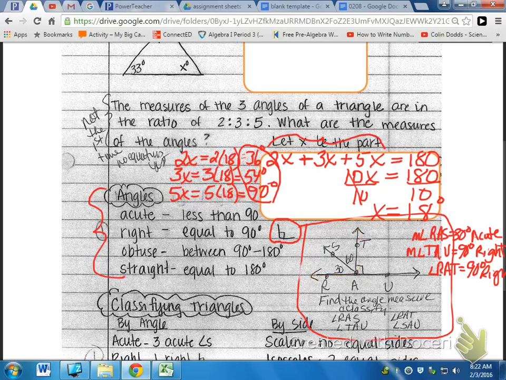Okay, last one. SAU. What would the degree measure be of SAU, Tori? 150, because you can add those two together that you know. And what would you classify that as, Tori? Obtuse. Okay, questions about that? Like I said, that part should be review to you. You should know those names already.